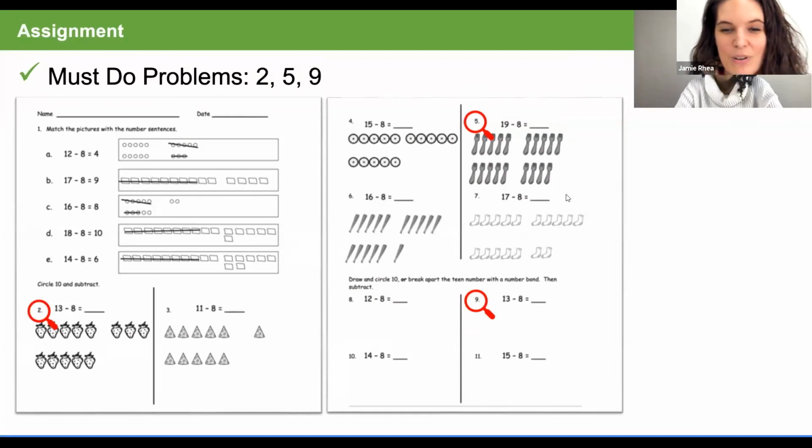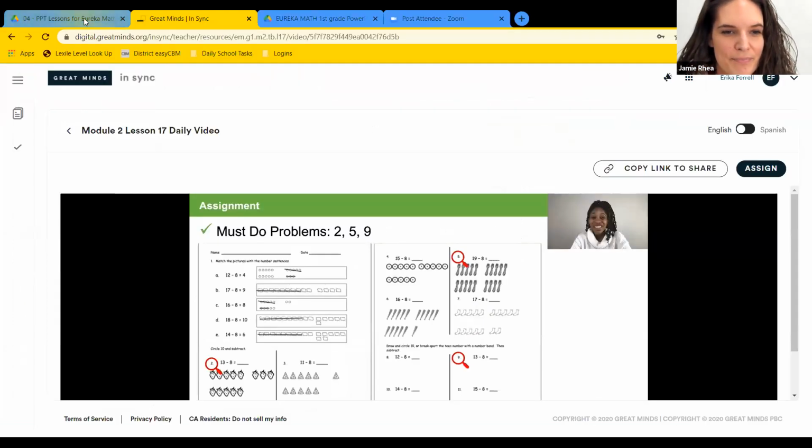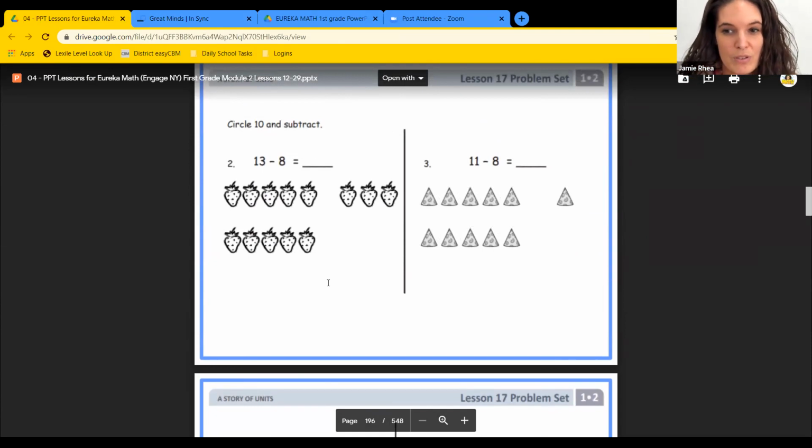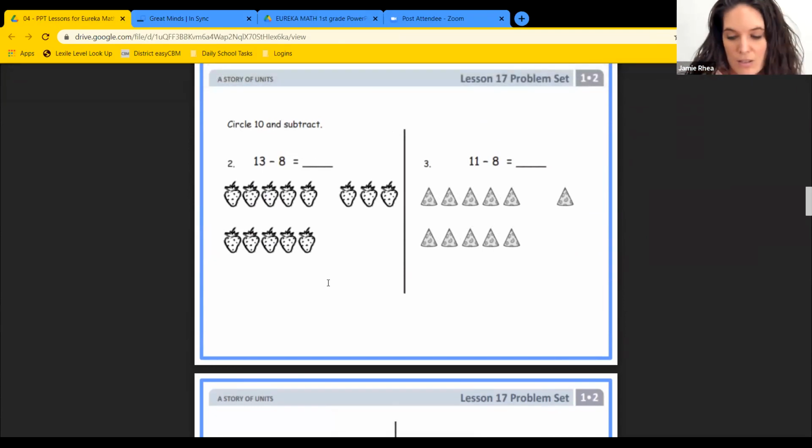Okay, friends, now we're going to do numbers 2, 5, and 9 on your problem set. Let's look at 2, 5, and 9. I'm not going to do number 2 with you. I'm going to do number 3 with you, okay? The directions tell you to circle 10 and subtract. So your problem says 11 minus 8, and it even gives you 11 pizza slices. So 11 minus 8 equals something.